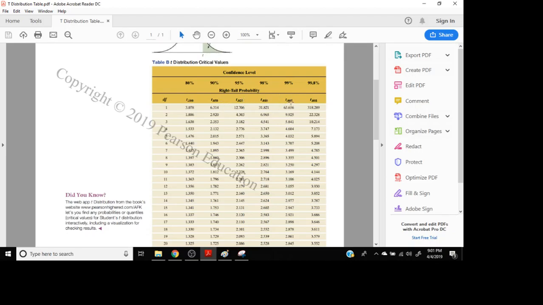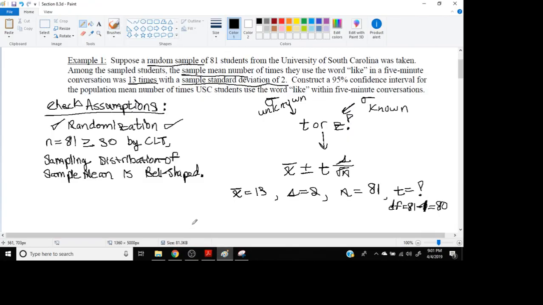And so let's see how these work. Remember that we're doing a 95% confidence interval, all right? That means I'm going to go back to this page here, right? We're going to do a 95% confidence interval, 95%.